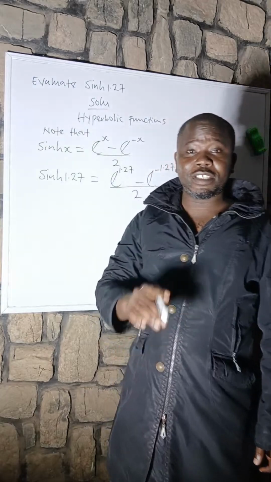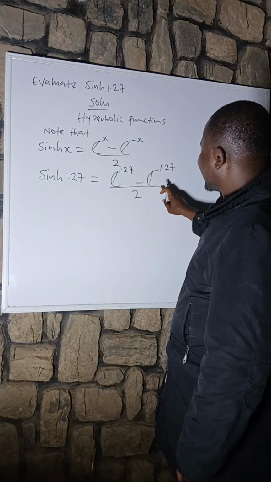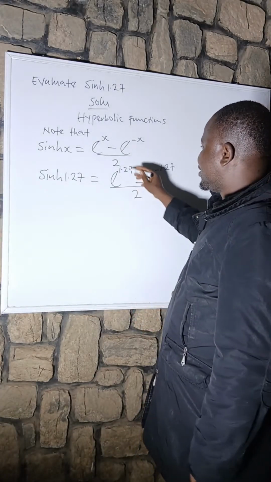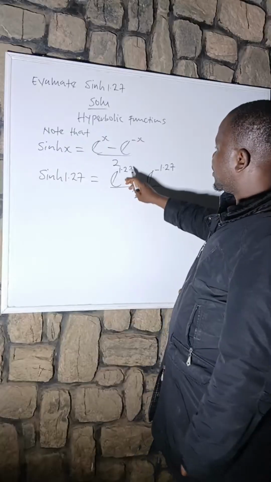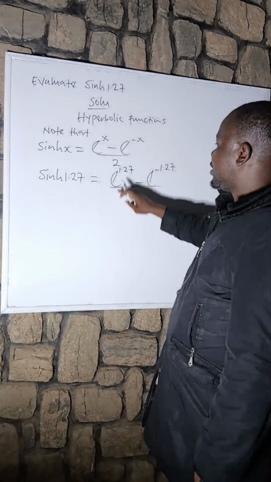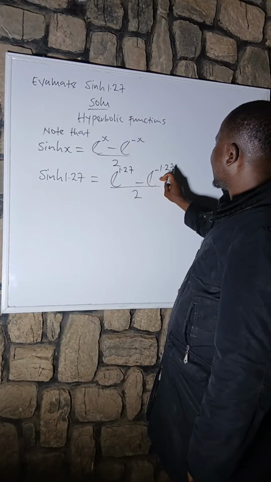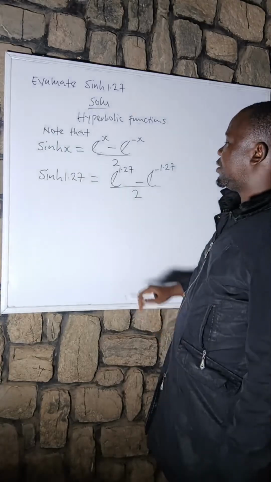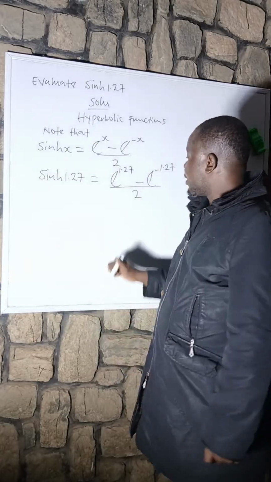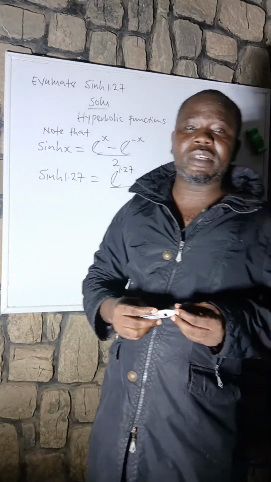So this is where I'm going to stop. I want you to at least crack your brain, but with the help of a calculator, it's not difficult. Just press exponential 1.27, it will give you the value, then press exponential minus 1.27 to give you the value. So any value, just subtract it and divide it by 2. That is all.